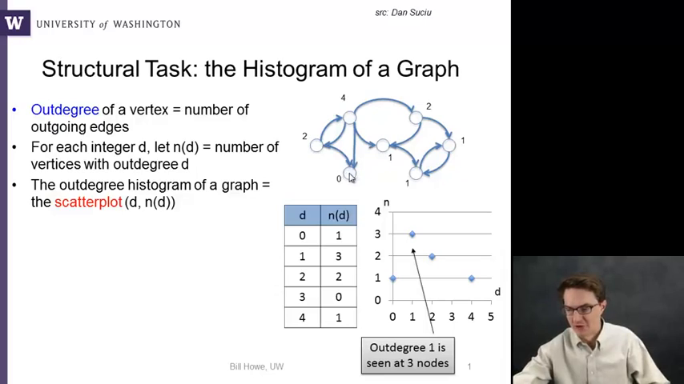Okay, so for example, in this graph, what is the out degree of this vertex? It's 0. There are no outgoing edges. The out degree of this vertex is 2. There are 2 outgoing edges. The out degree of this vertex is 4. There are 4 outgoing edges. So now we can count them up.